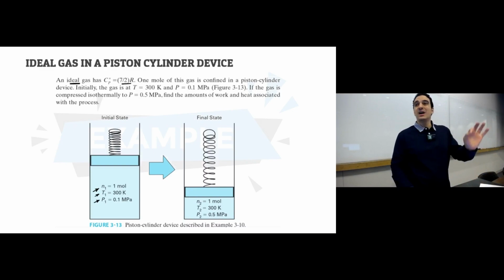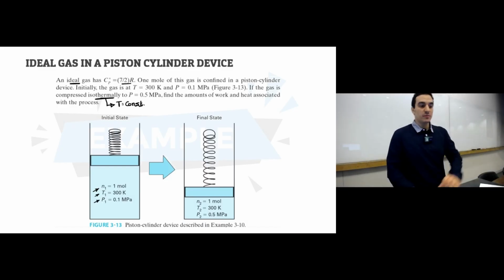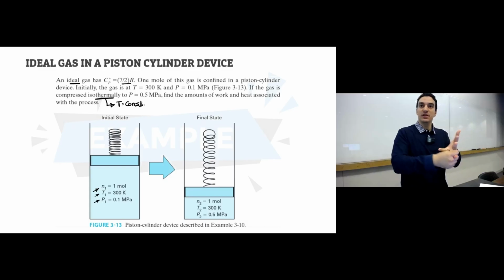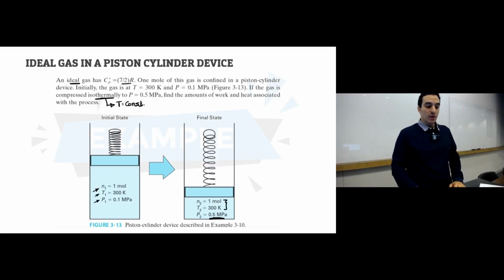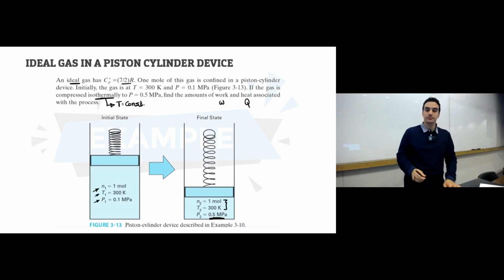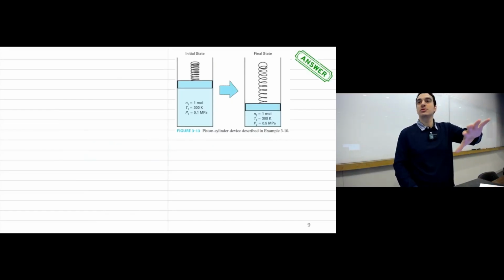If the gas is compressed isothermally, this means temperature is constant. So if the gas is compressed isothermally to 0.5 megapascal, we have 1 mole, 300 Kelvin, and the new pressure is 0.5 megapascal. Same number of moles, same temperature. We need to find the amount of work, and we need to find the amount of heat associated with this process.